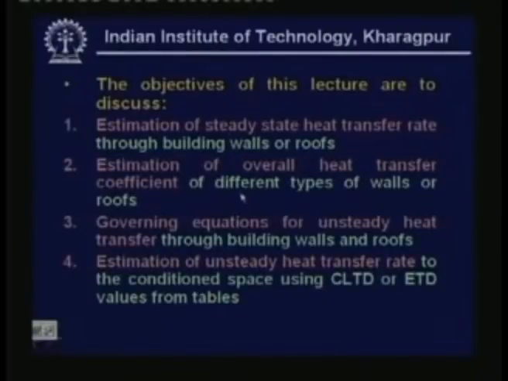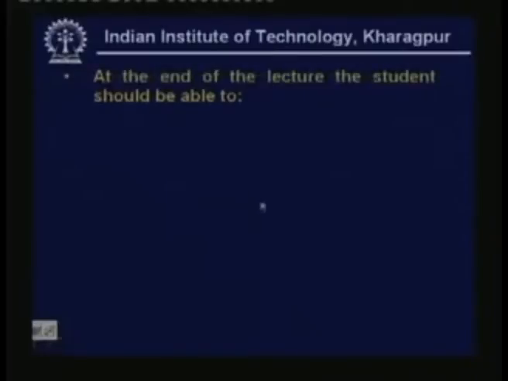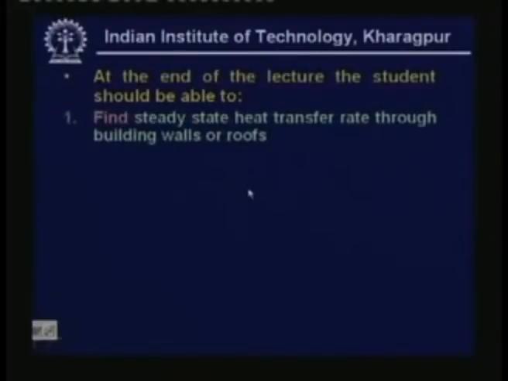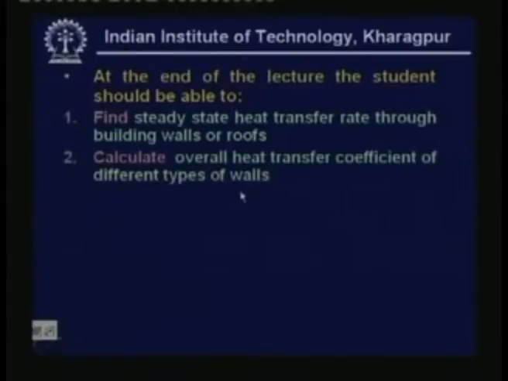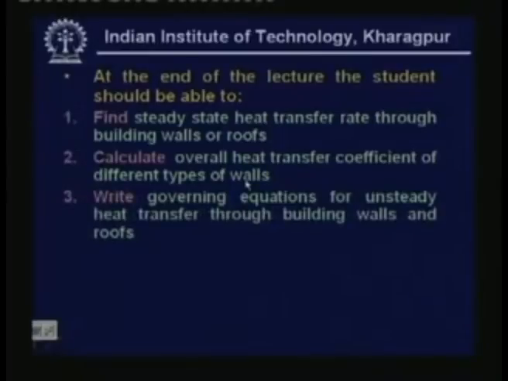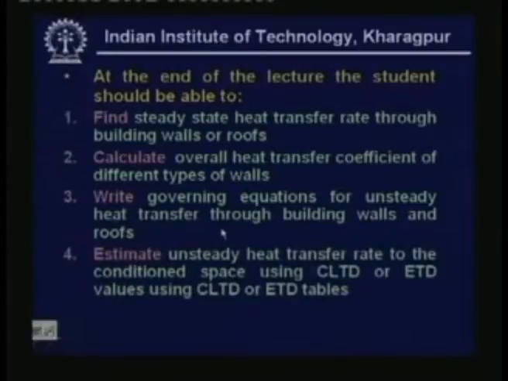At the end of the lecture, you should be able to find steady state heat transfer rate through building walls and roofs, calculate overall heat transfer coefficients of different types of walls, write governing equations for unsteady state heat transfer through building walls and roofs, and finally estimate unsteady heat transfer rate to the conditioned space using CLTD or ETD values from the tables.